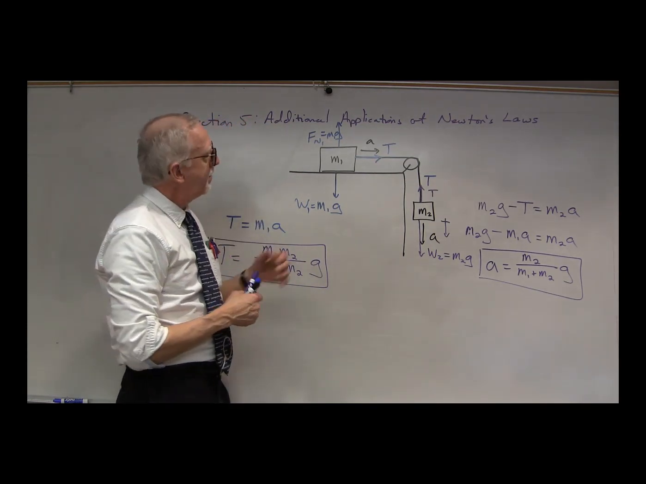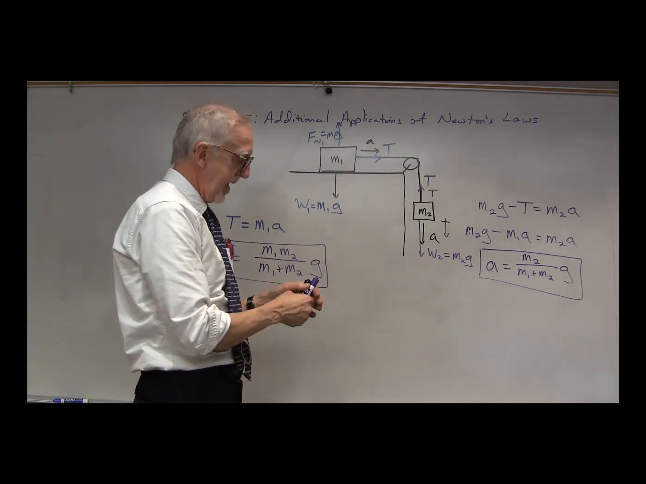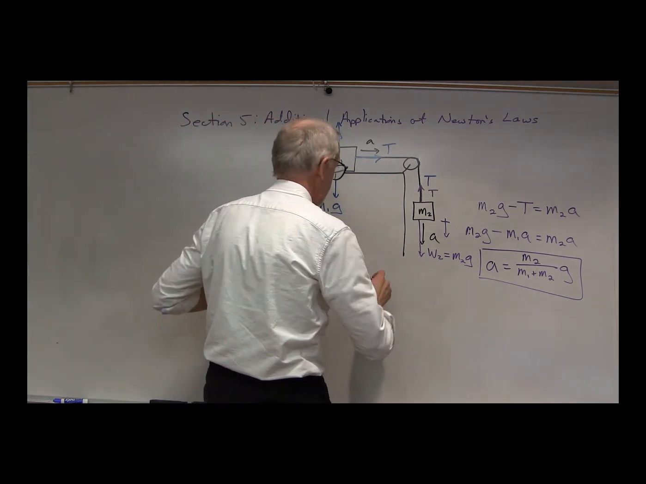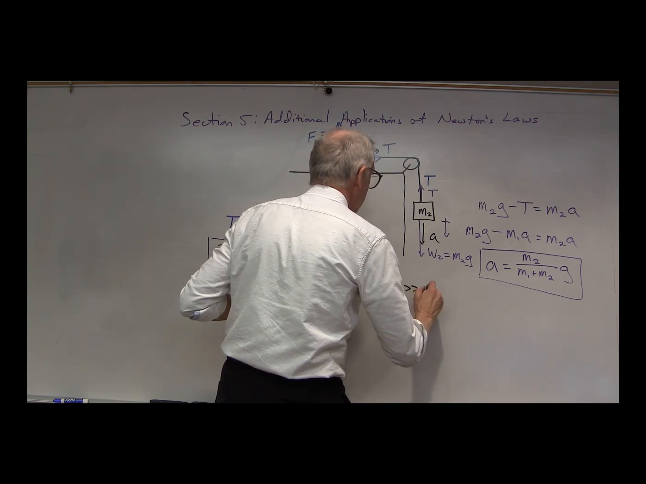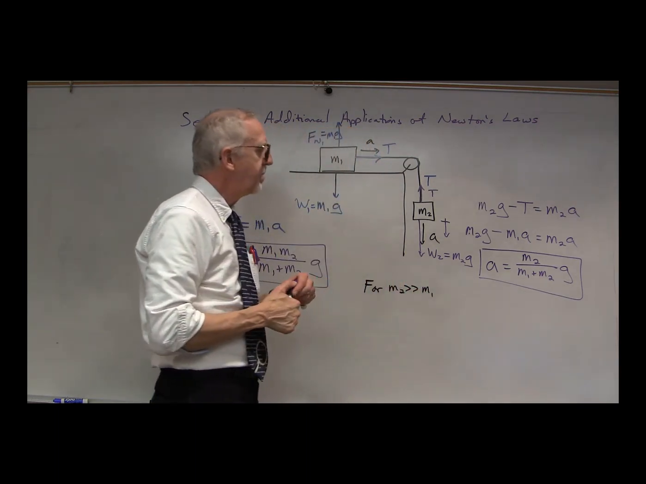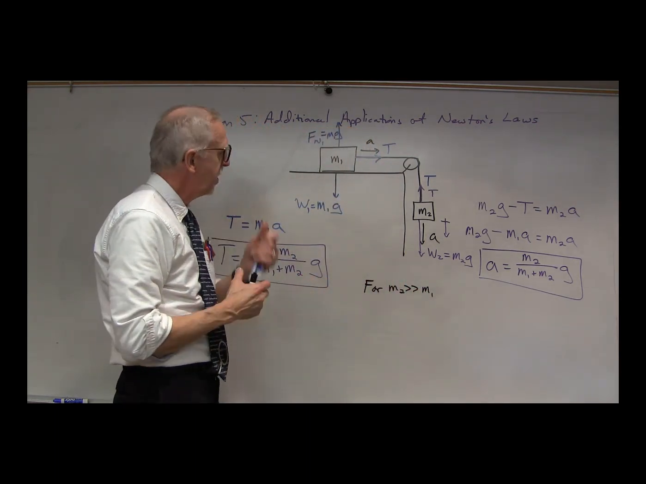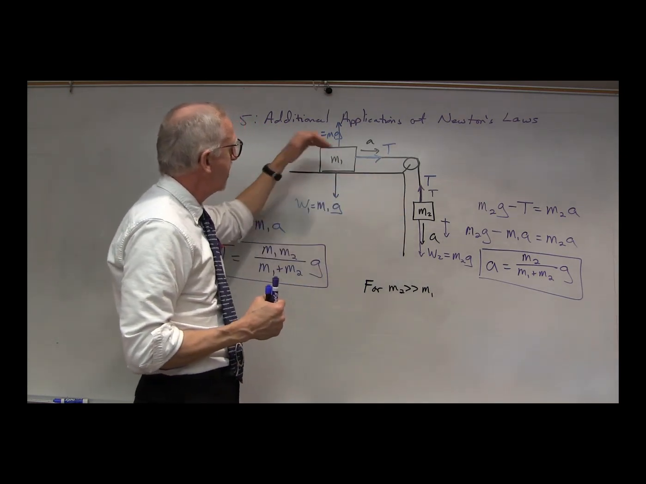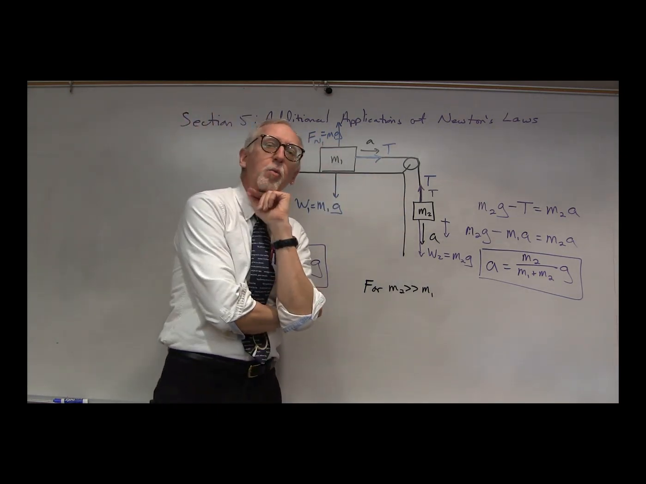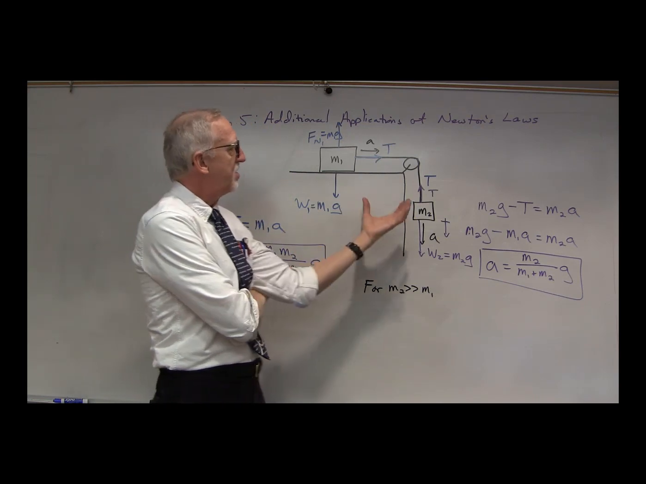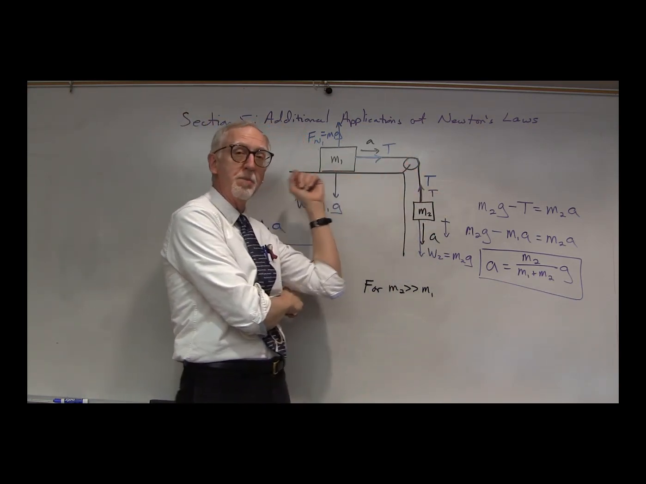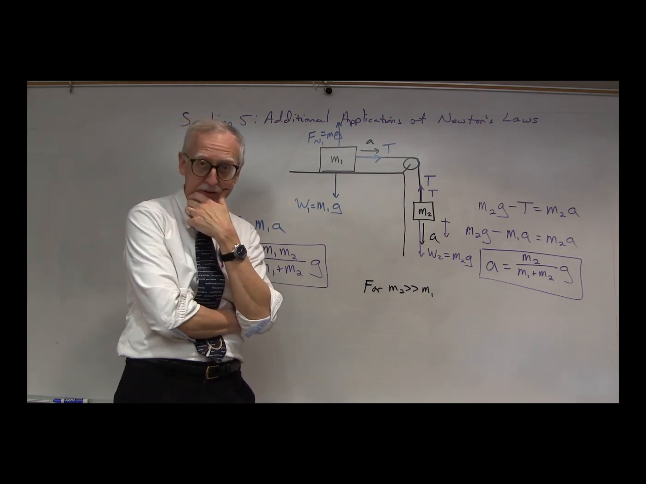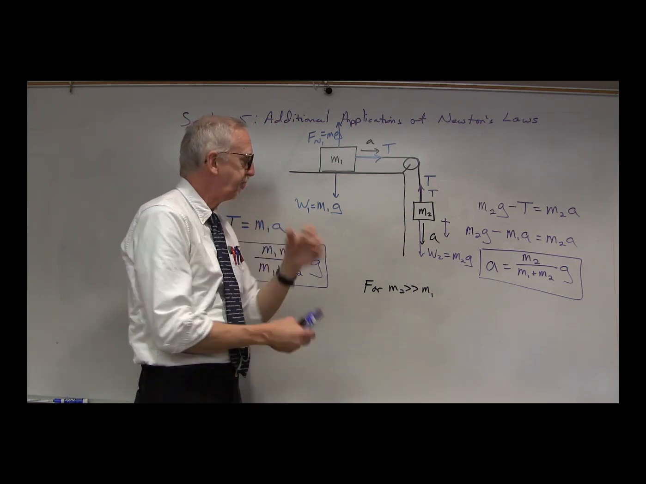Well, first, let's imagine that m2 is much larger than m1. So with m2 much larger than m1, we have m2 over here pulling down, m1 up here. Think about what you would expect if you have a very large mass here attached to a much smaller mass up here. What do you think is going to happen? Well, let's see if that's what we get.